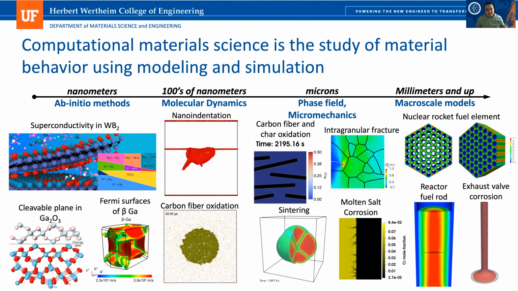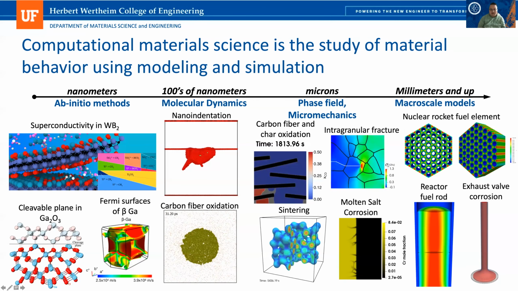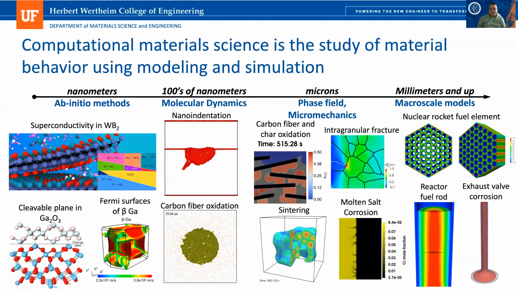And then up to the microscale, where we can use methods like the phase field method and micromechanics to look at the coevolution of the microstructure and the properties. And then finally, we can take all of that information together and use it to develop materials models that can be used at the macro scale to help us predict and optimize the performance of real devices.